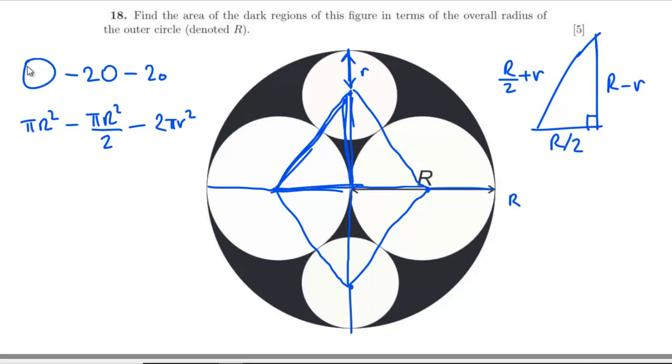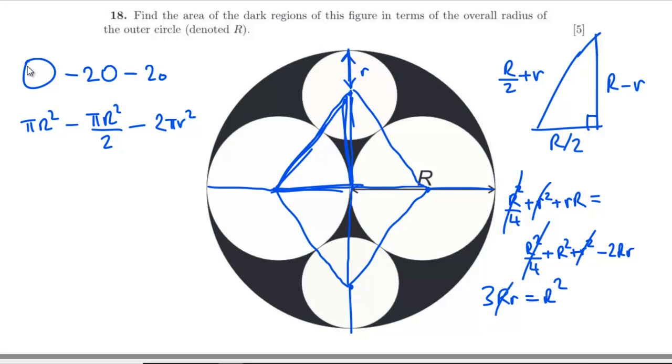So we can say that r squared over 4 plus r squared plus little r times r. We have to do this on multiple lines because I don't really have enough space here. Is going to be r squared over 4 plus r squared plus little r squared minus 2rr. Right, so that cancels with that, that cancels with that. This is all good, isn't it? We can get rid of a whole load of r's, but first of all, let's do 3 big R little r is equal to r squared. Get rid of a couple of r's, so 3r is equal to r.